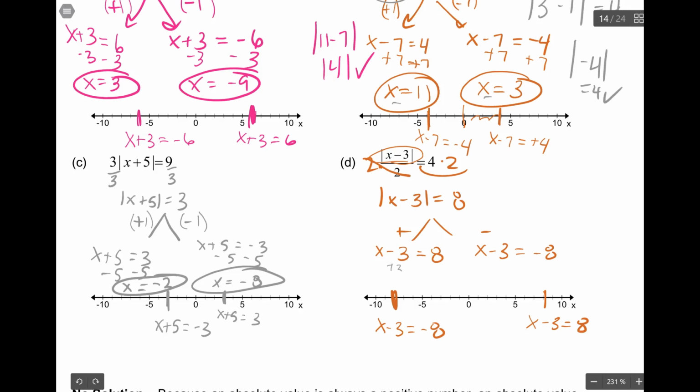Let's go ahead and add 3 on both sides. So I have x equals 11. And adding 3 on both sides on the other one, x equals a negative 5. Okay, so far so good.